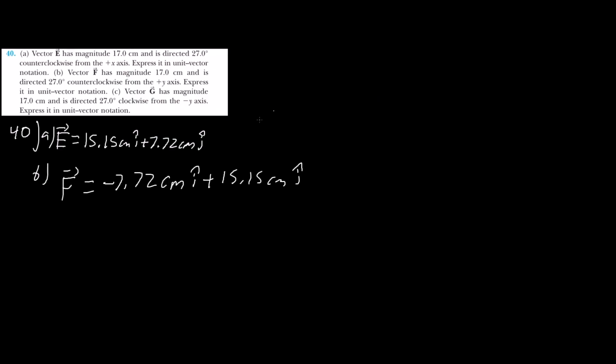I love how these are so random. All right, vector G has a magnitude of 17. Oh my god, it's the same thing. Oh well, I guess we're done.